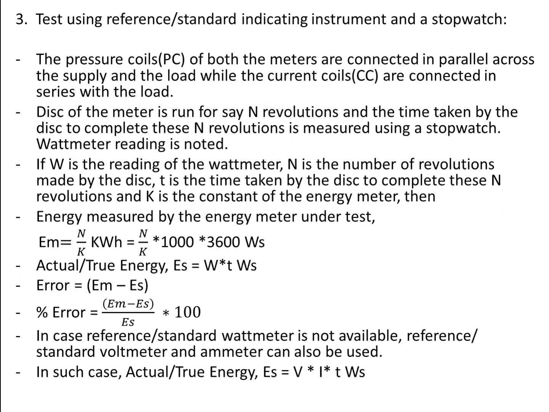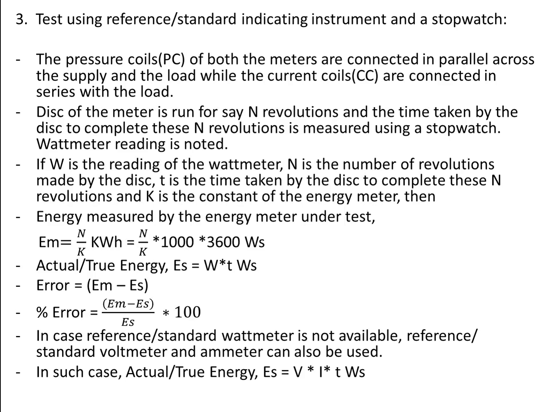Test using reference or standard indicating instrument and a stopwatch. This method is different from the first two methods. How? In the first two methods, we are using energy meter as the second meter, that is as the reference or standard or substandard instrument. Energy meter is a type of integrating instrument. So here instead of using energy meter, we shall be using indicating instrument as a reference or standard meter.